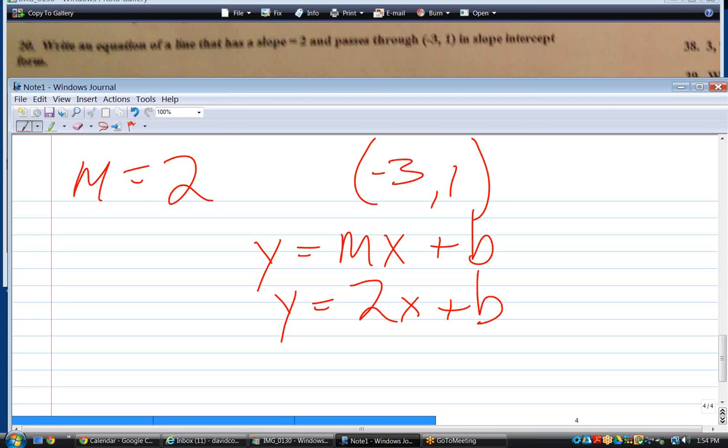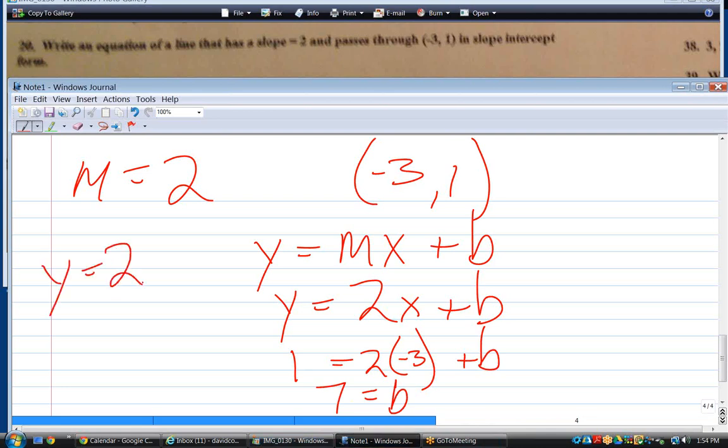You plug in that pair. Okay, so you get 1 equals 2 times negative 3 plus b. Notice b ends up being 7. Now I have my equation. y equals 2x plus 7. So my question is, which is the tougher way to do it? I think they're both about equal.